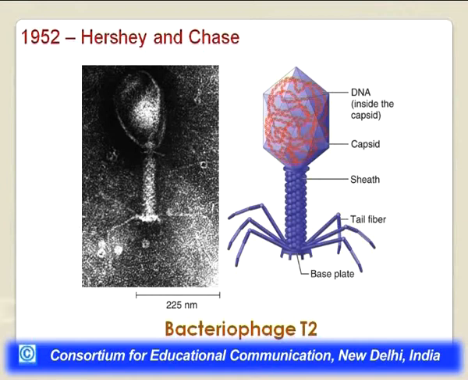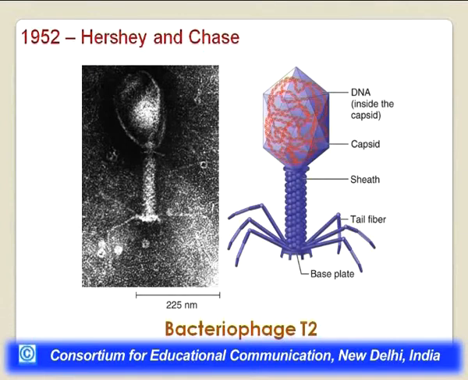They worked on an organism called bacteriophage T2. You can see a micrograph of a bacteriophage T2, and the structure is given on the right-hand side. The DNA is present inside a capsule, a cap formed of protein units. So there is a capsid, a sheath, and a tail fiber. These are all protein components, and inside the head is the DNA.